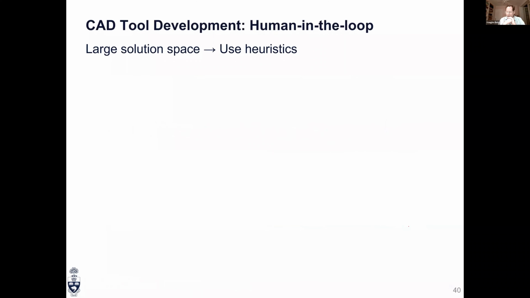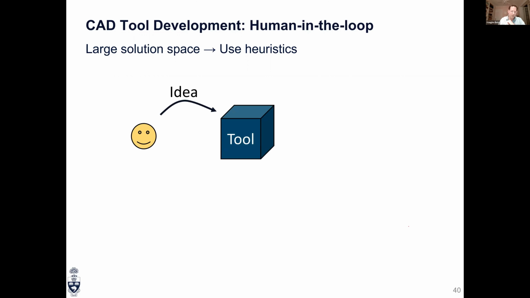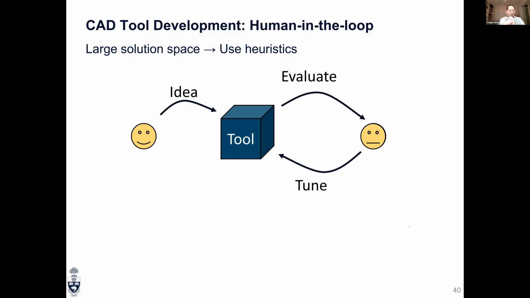Okay, so the usual way that you develop a CAD tool is, you have a very large solution space, so you use all sorts of heuristics. Most of our CAD problems we can't solve optimally. So a graduate student or an engineer comes up with an idea, codes that up in a tool, evaluates that by running a bunch of benchmarks through it, and it almost never works very well at first. So you tune it. And you go through this loop many times, and gradually your grad student or engineer becomes less happy because the tuning and evaluating is taking a long time and most of the results are negative.